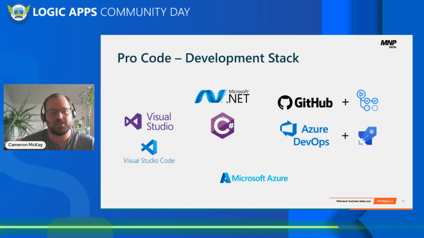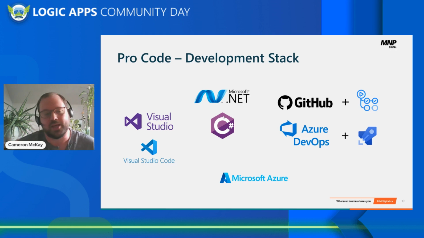So we talk about our development stack. We're typically used to developing in Visual Studio Code, and we deploy into Microsoft Azure. We're going to use GitHub, GitHub Actions, or Azure DevOps pipelines for deployments. And then the technology we're going to be writing our code in is Microsoft .NET and C#. So we can write any web solution, a console or desktop app solution, you name it, using this stack. This is what we're used to as pro code developers.